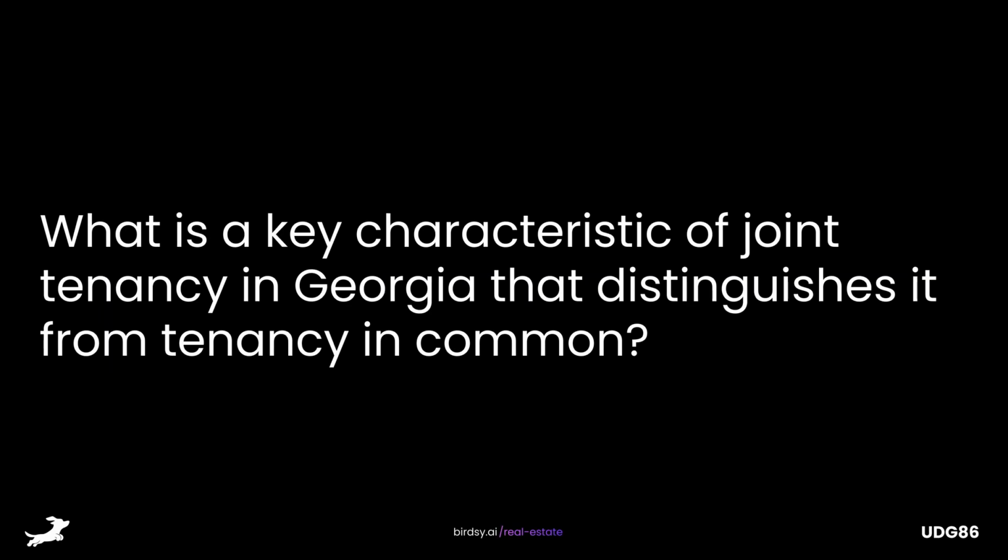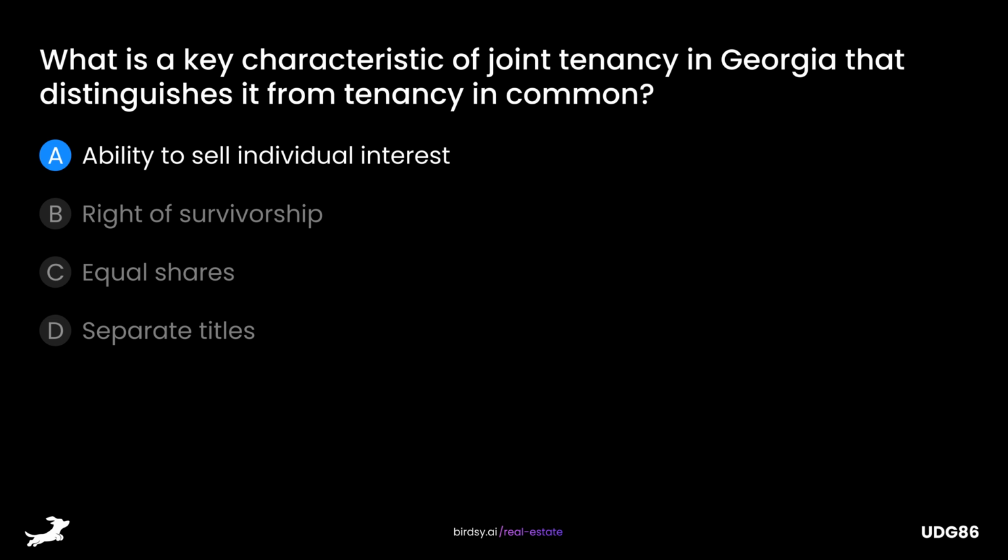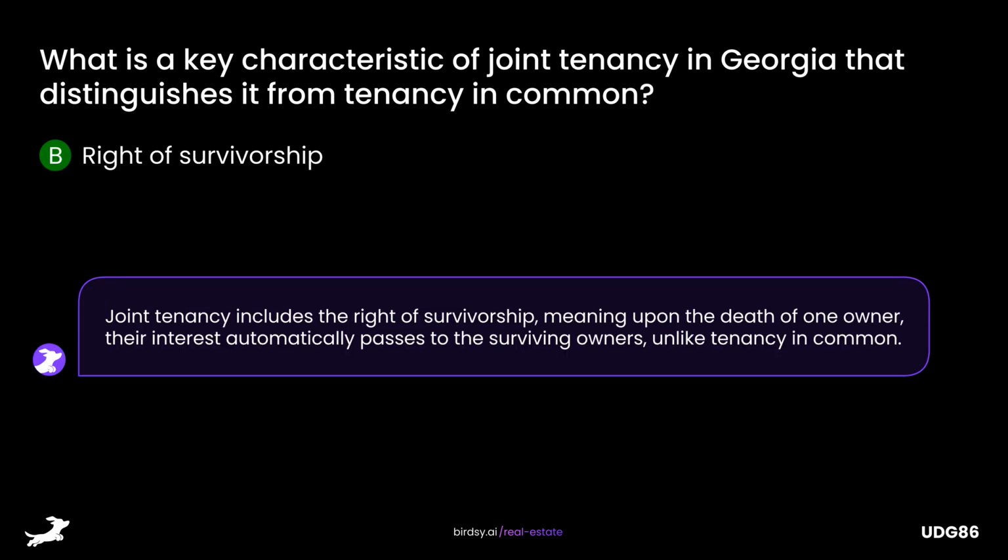What is a key characteristic of joint tenancy in Georgia that distinguishes it from tenancy in common? Is it A, ability to sell individual interest, B, right of survivorship, C, equal shares, or D, separate titles? The answer is B, right of survivorship. Joint tenancy includes the right of survivorship, meaning upon the death of one owner, their interest automatically passes to the surviving owners, unlike tenancy in common.